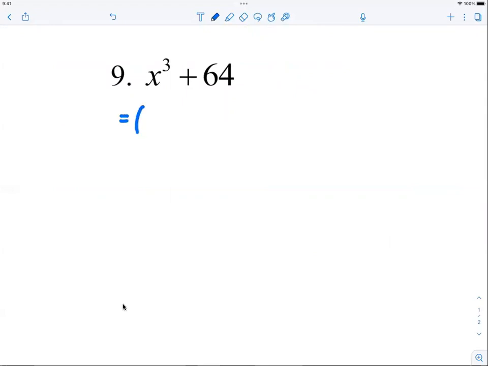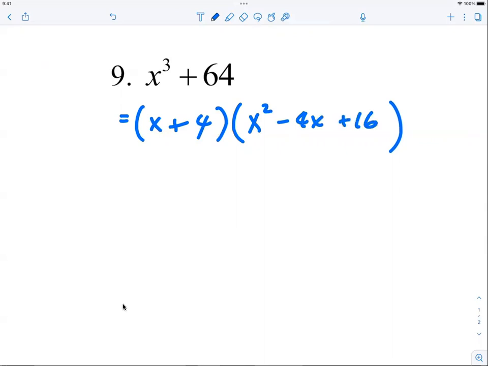Okay, go ahead and think about this, and can you say it out loud, all right, what the factors are? How about this? Let's do this in unison. Ready? 1, 2, 3. First, x plus 4, and then x squared minus 4x plus 16. Okay. All right.